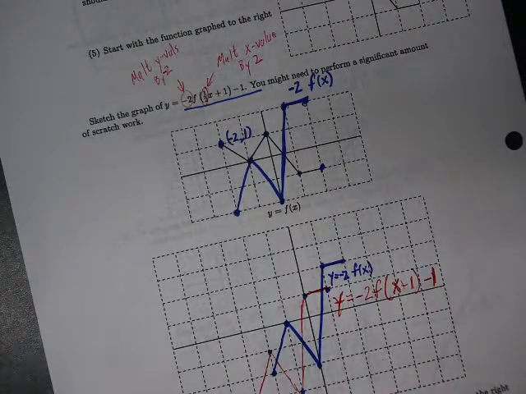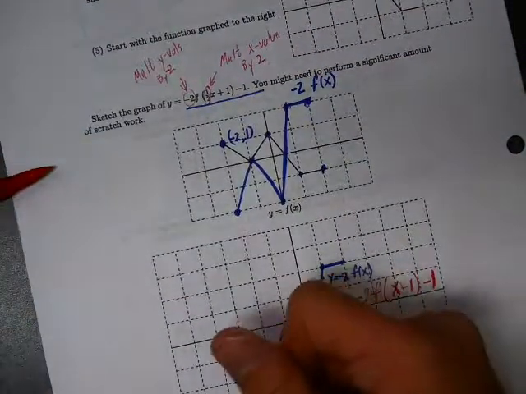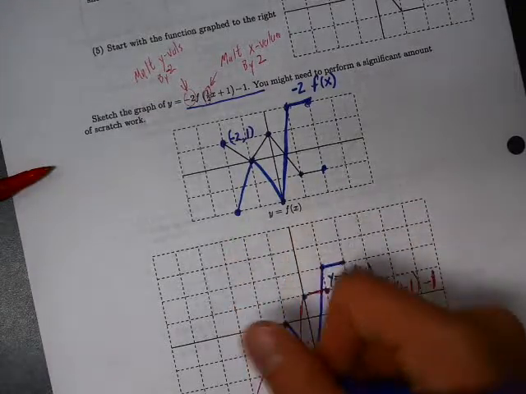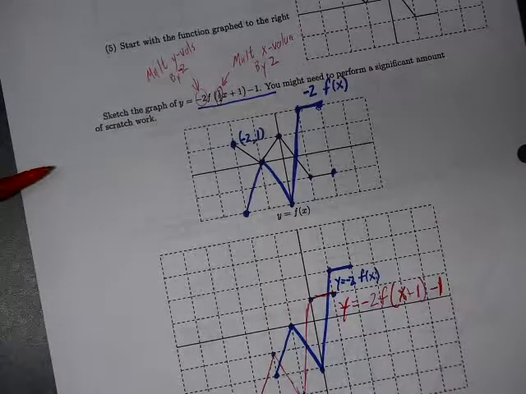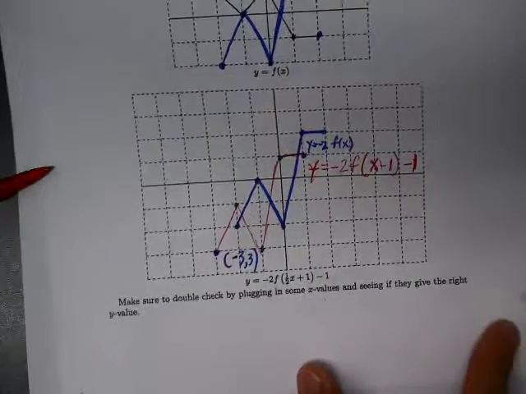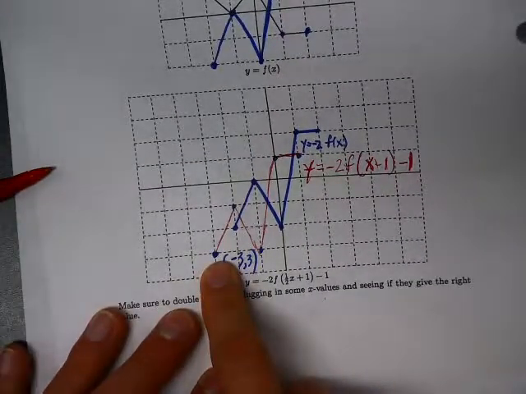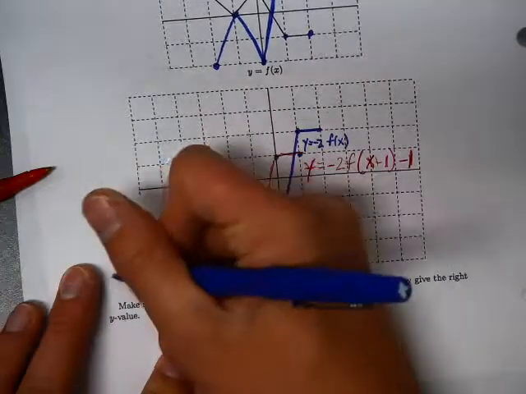So I think we have just enough time to start. This point down here was at -3, 3. Where will it go when I multiply all the x values by 2? -6, 3.